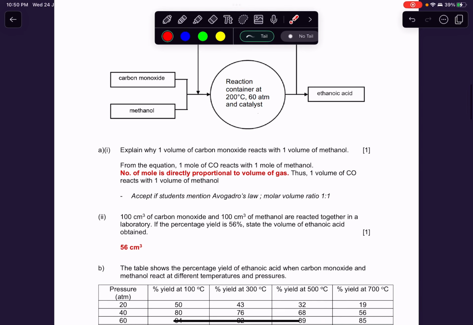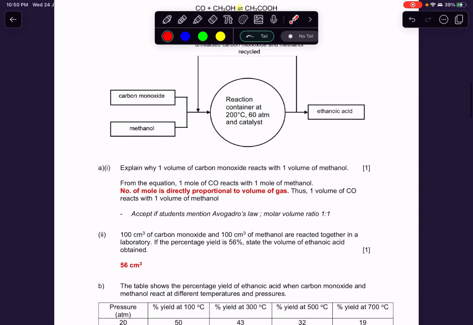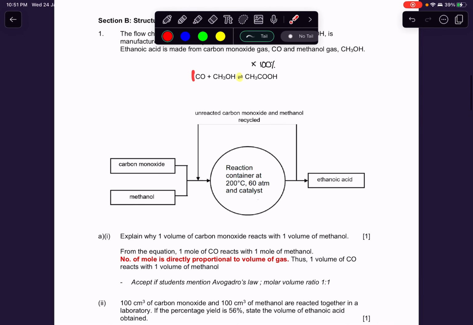Okay, part 1, why does one volume of carbon monoxide react with one volume of methanol? A lot of you wrote because the mole ratio is 1:1. Yes, that may be true, but it doesn't answer the question. The question is basically saying why in this case you can take the mole ratio as the volume ratio. Why? The reason is because both of them exist as gases.